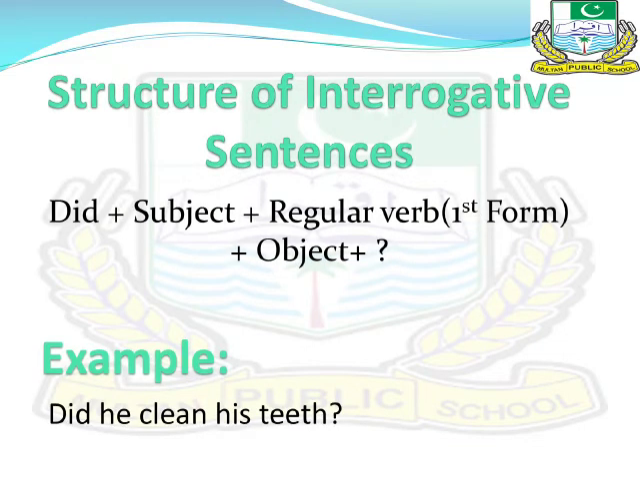Now we will discuss about the structure of interrogative sentences. First comes did, then subject, then regular verb, that is in the first form of verb, then object, and then question mark. For example, did he clean his teeth?